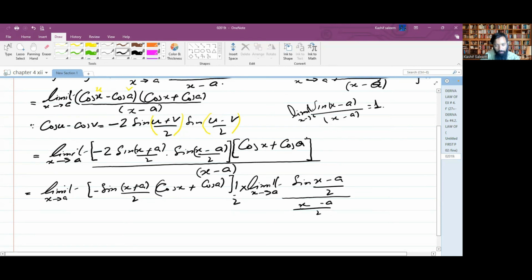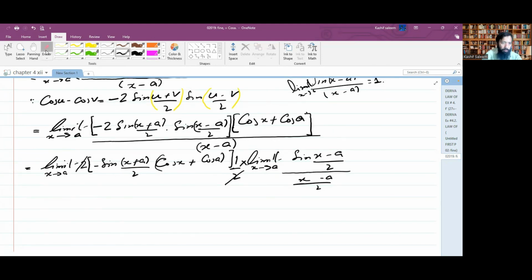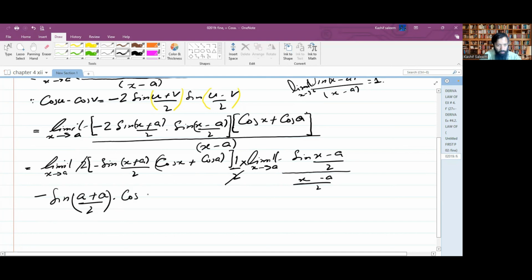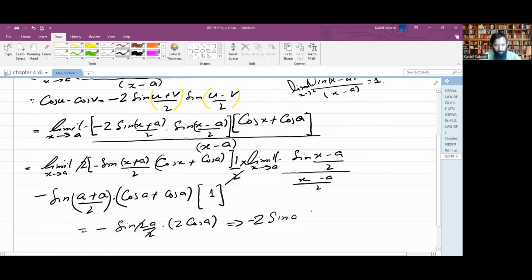If I cancel it again, then we will have this x minus a here. This value is cancelled out by this 2. This is the limit here, so you will get your required result. Just put a in place of x. So this is sine of (a plus a) upon 2, this is cos a plus cos a, and this whole value is equal to 1. So this is equal to minus sine 2a divided by 2, which is cancelled out by 2, and this is 2 cos a. So what is your required result? This is minus 2 sine a and cos a.